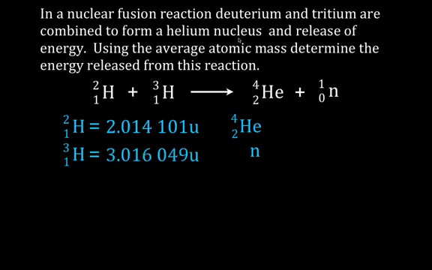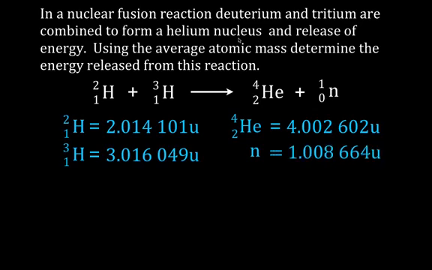Hydrogen 3, tritium, is 3.016049. Helium is 4.002602, and the mass of a neutron, the rest mass of a neutron, is 1.008664 atomic mass units. Again, this is all atomic mass units. Now, as I said, this is just conservation of mass. These are the constituents that we have on the left-hand side. These are the constituents we have on the right-hand side. We're just going to add them up.